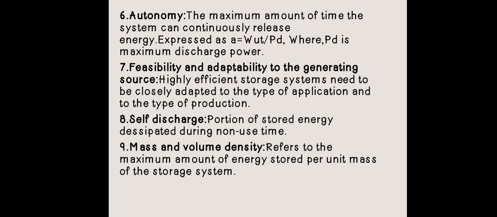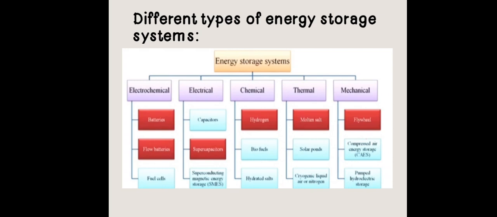Highly efficient storage systems need to be closely adapted to the type of application and to the type of production. Eighth, characteristic of energy storage system is self-discharge: portion of stored energy dissipated during non-use time. Ninth, mass and volume density refers to the maximum amount of energy stored per unit mass of the storage system. Here we will see different types of energy storage systems.